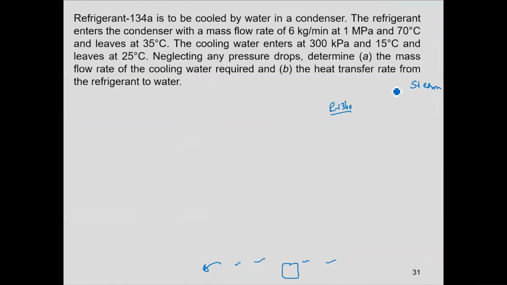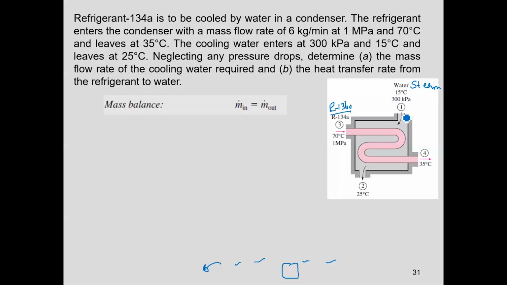If you take this example, water entering at lower temperature and leaving at higher temperature, and refrigerant entering at higher temperature and leaving at lower temperature, means there is a heat transfer from the refrigerant to the water, which is represented by gray color. So there is a heat transfer that is being involved. In such a case, you can take the control volume as the portion that represents water. So this could be your control volume.